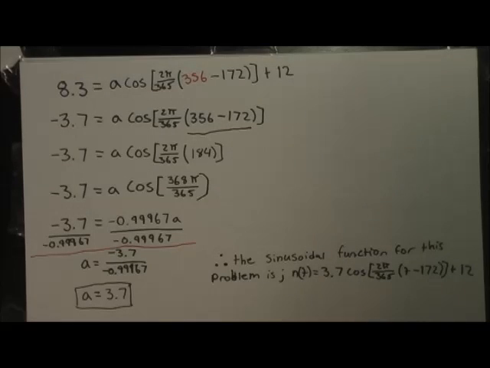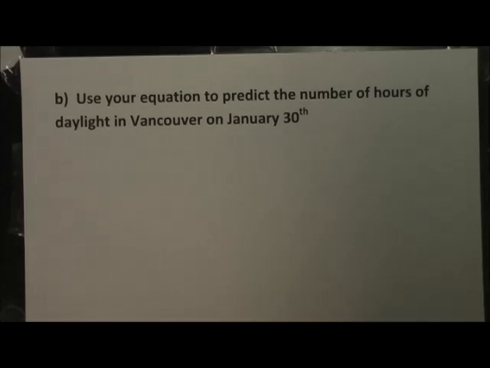Therefore, the sinusoidal function for this problem is n of t is equal to 3.7 cos bracket 2 pi over 365 bracket t minus 172 double bracket plus 12. Now, after we have solved for part A, we can begin to read part B. Part B states, use your equation to predict the number of hours of daylight in Vancouver on January 30th.